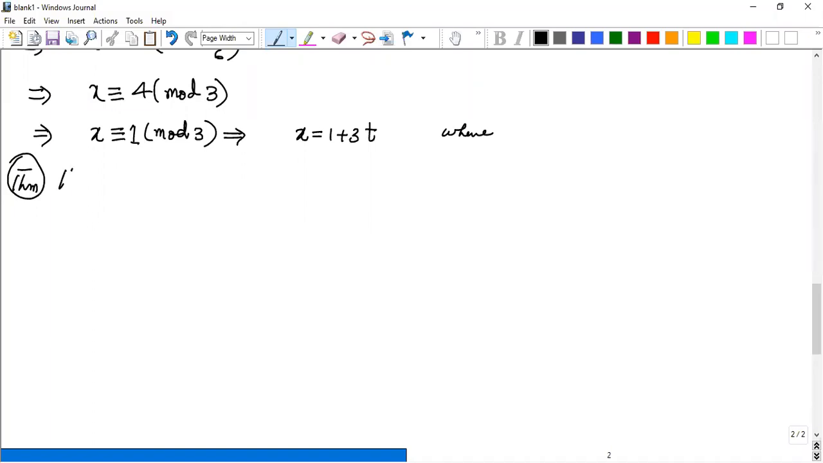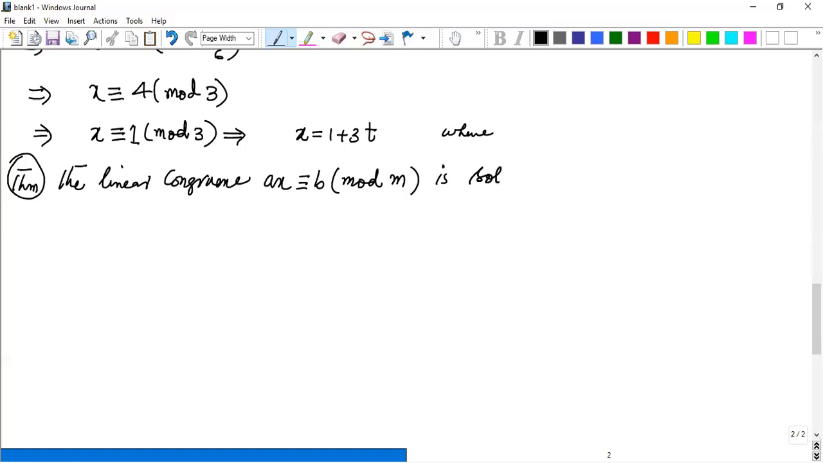We have a result. The linear congruence AX is congruent to B modulo M is solvable if and only if D divides B, where D is the GCD, where D is equal to GCD of A and M.